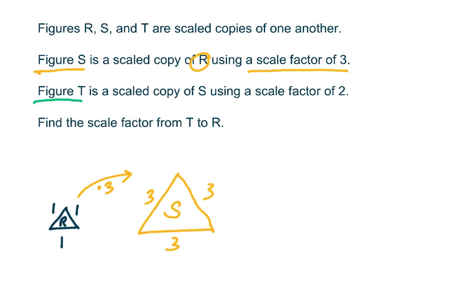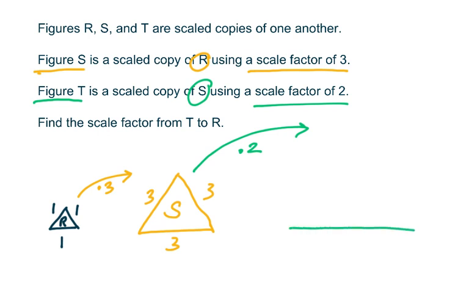It's a scaled copy of S, so I'll go from S and I'll scale it using a scale factor of 2, so times 2. 3 times 2 is 6, 3 times 2 is 6, 3 times 2 is 6. So now I have a triangle with side lengths of 6, 6, and 6. This is triangle T.